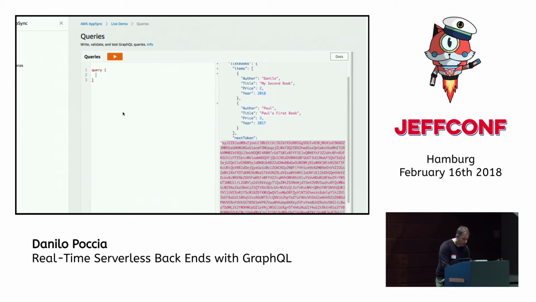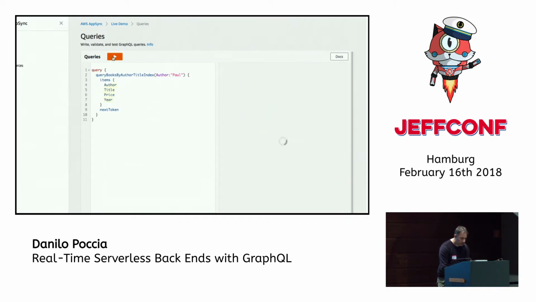But for example, there should be a query books by author and title index. And here, of course, I need to provide an author. So let's see Paul's books. And again, I want to get the items and the next token because pagination is built in. And these are the books.